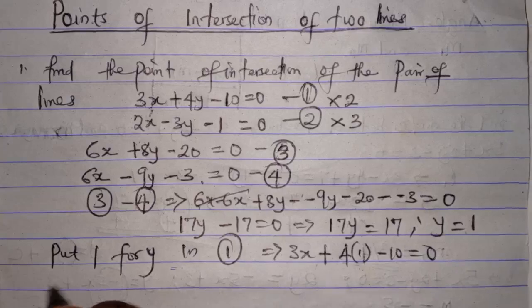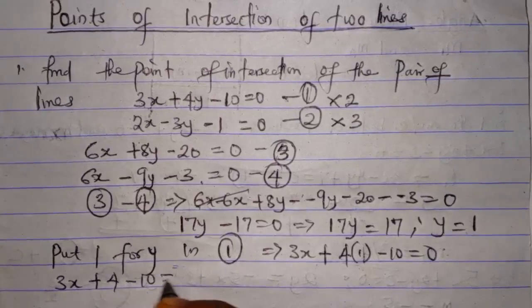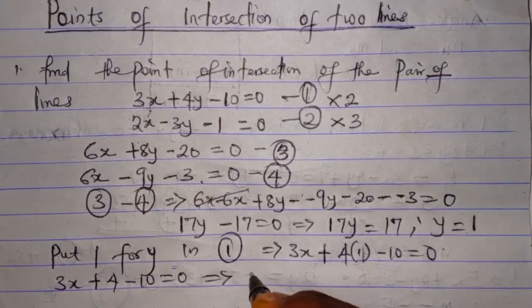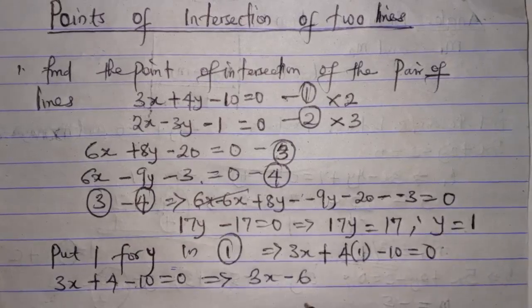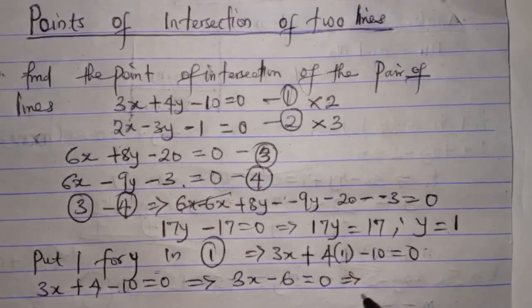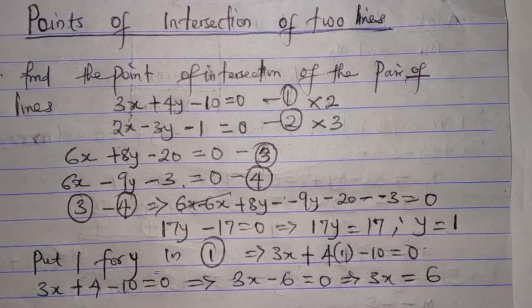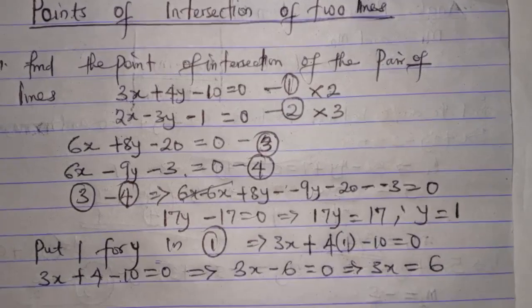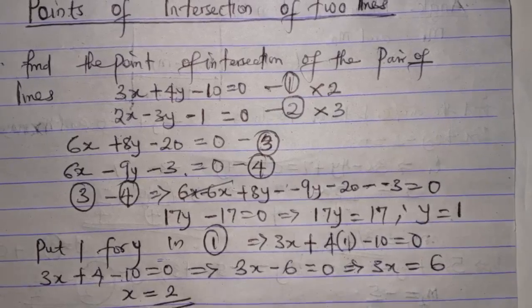So we'll be having 3x plus 4 minus 10 equal to 0, which will lead to 3x minus 6. 4 minus 10 is minus 6, right? Equal to 0. And so we have 3x equal to 6. If you collect like terms, this minus 6 will cross and turn to a plus 6. So dividing both sides by 3, it means that x is equal to 2.